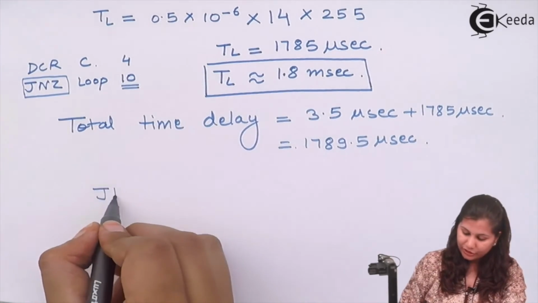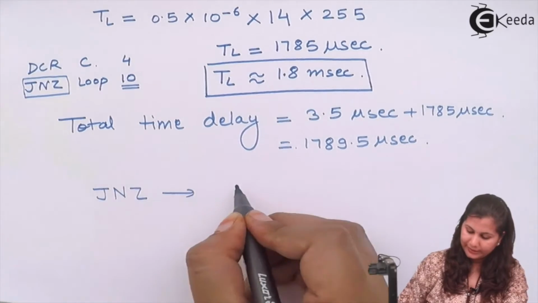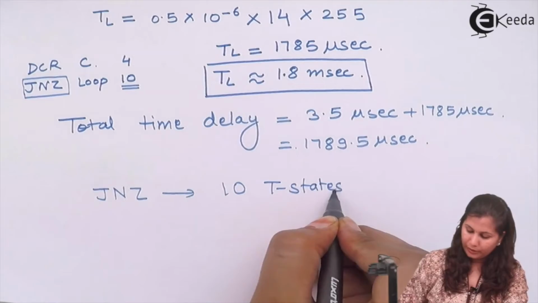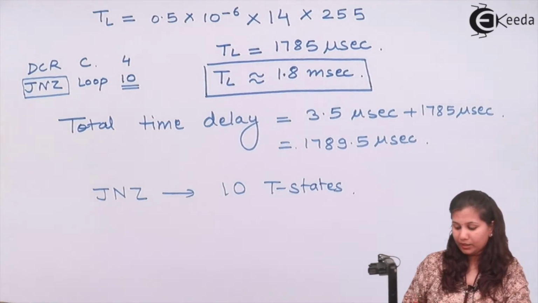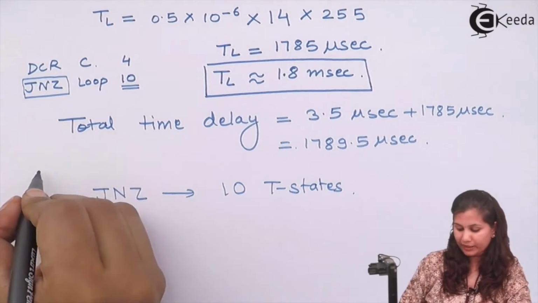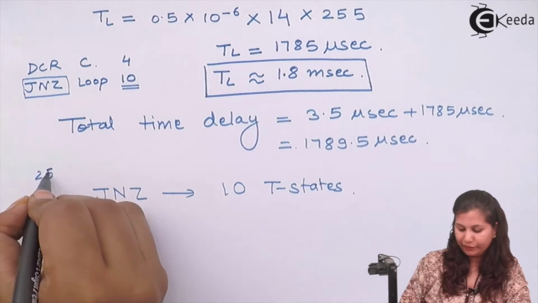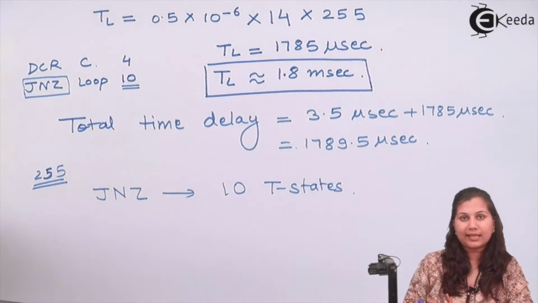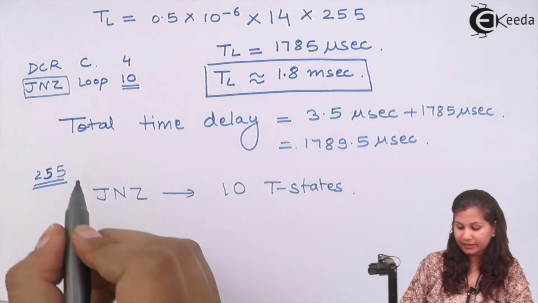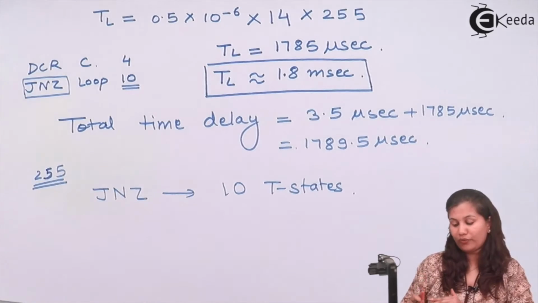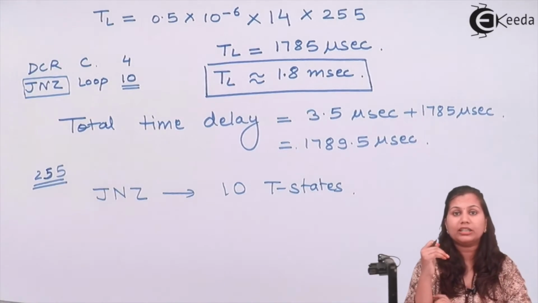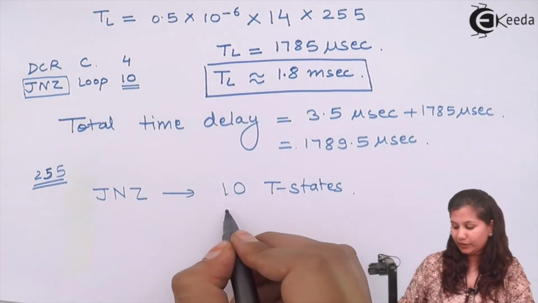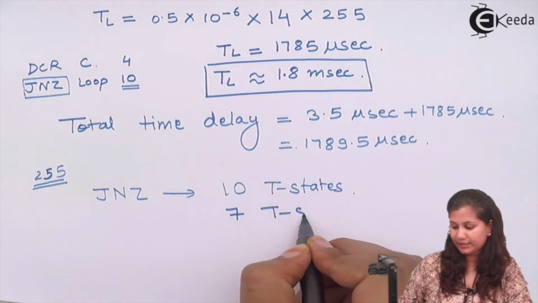This conditional jump instruction requires 10 T states, but the loop is running for 255 times. When it is running the last time, because we are checking the condition for 0, when the counter was decremented for the last time and has become 0, this instruction will require only 7 T states.